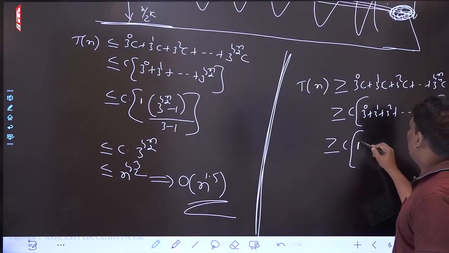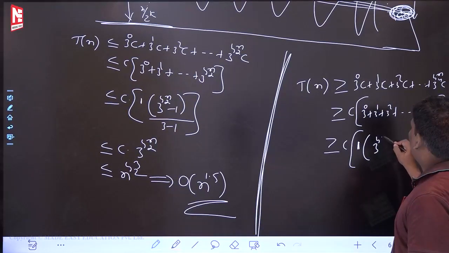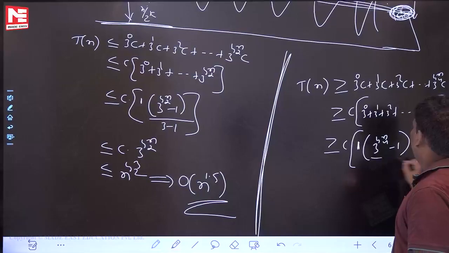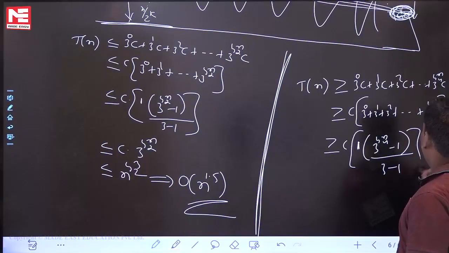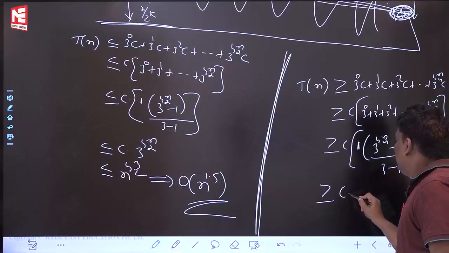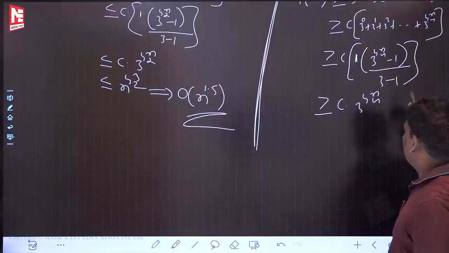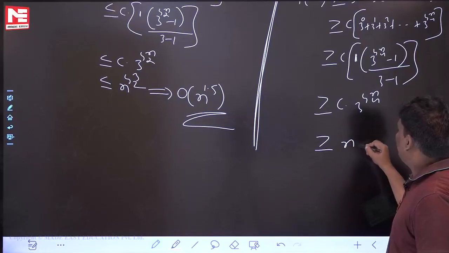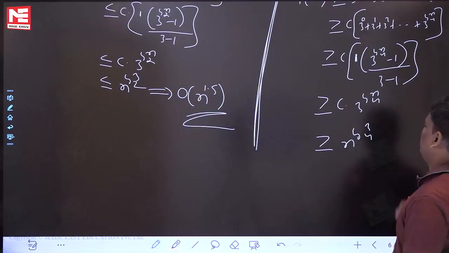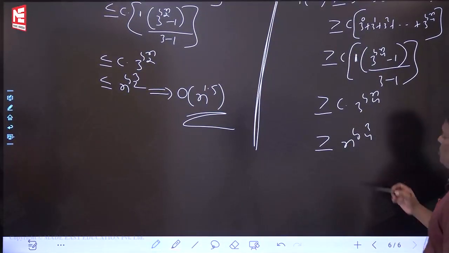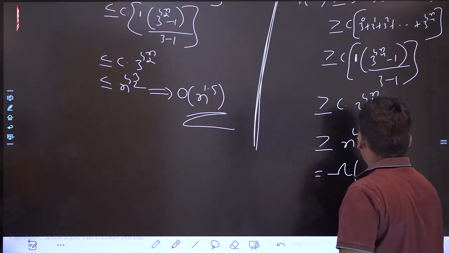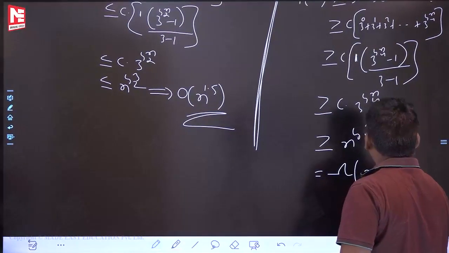So what is the a? 1. R power 3 power log n base 4 minus 1 by 3 minus 1. Forget about the small thing. It will go to c into 3 power log n base 4. This will go to, what is the answer? N power log 3 base 4. So it is omega of n power log 3 base 4.